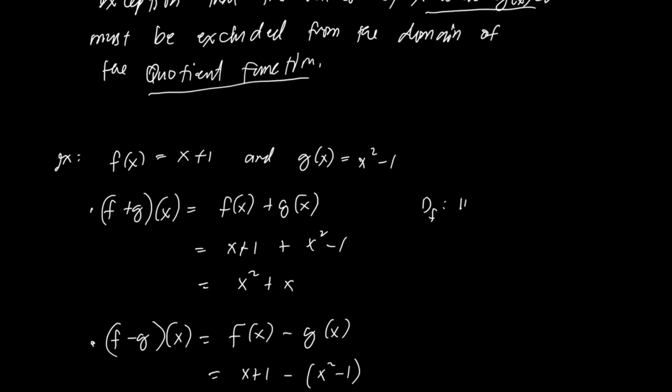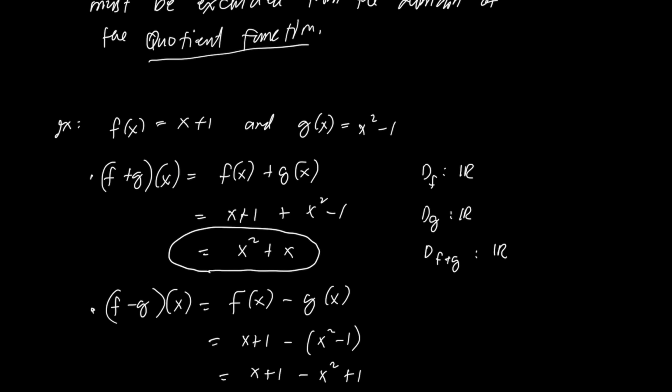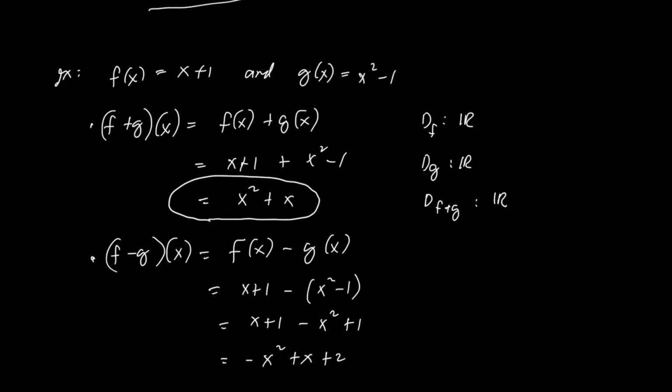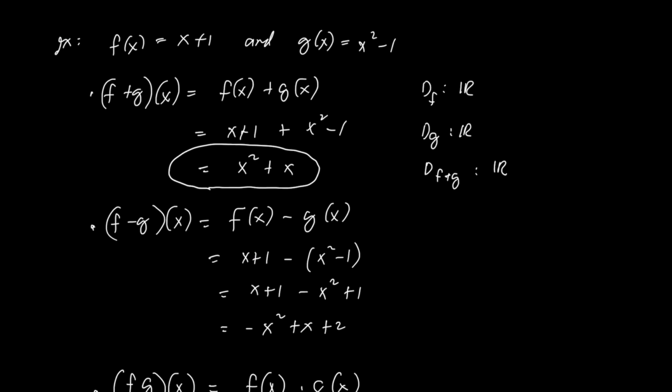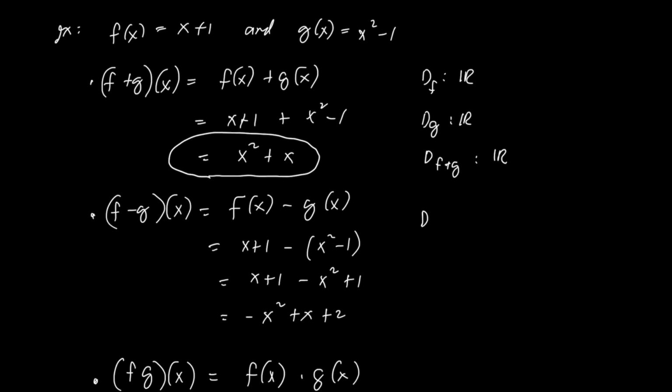Now, if we want to know the domain, okay, the domain of f is, obviously, it's a linear function. It's all real numbers. The domain of g is also all real numbers. Okay. And then, how about the domain of f plus g? The intersection of the real numbers and the real numbers is also the real numbers. And obviously here, whatever real number you substitute for x, that function will always give a real number. Okay, so the domain is all real numbers.